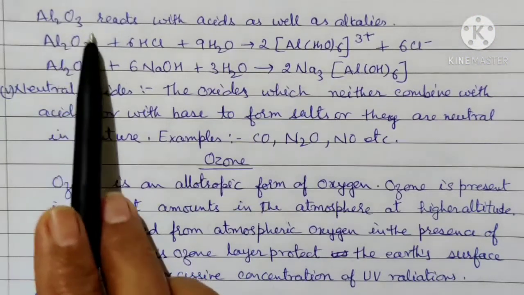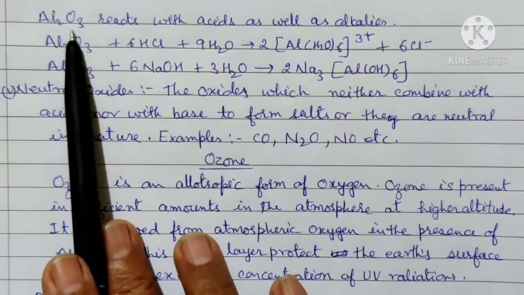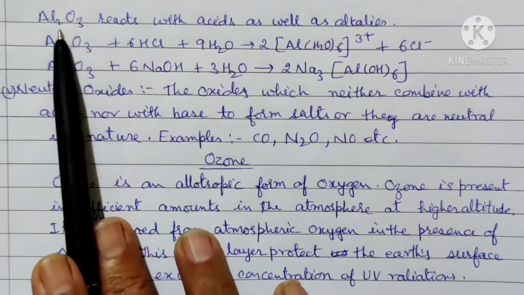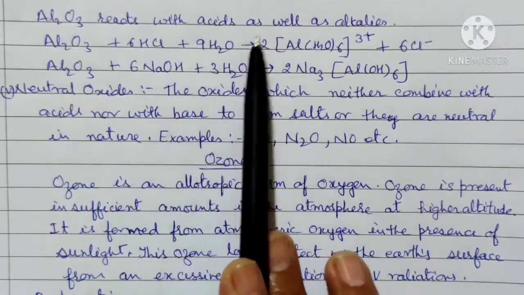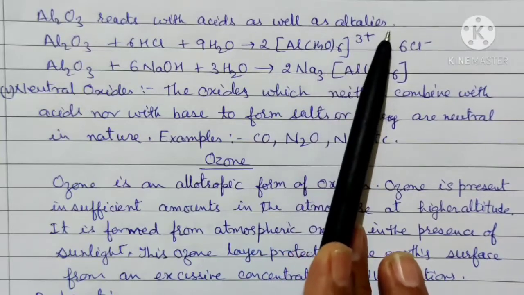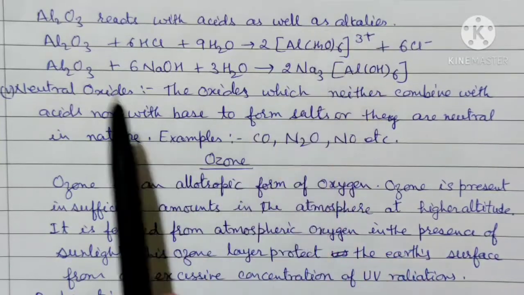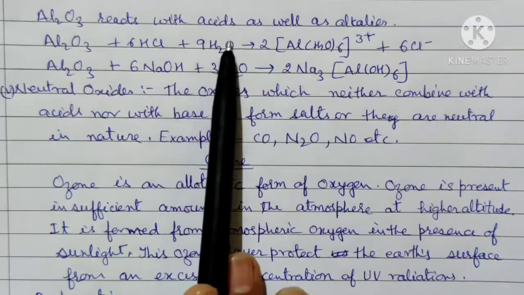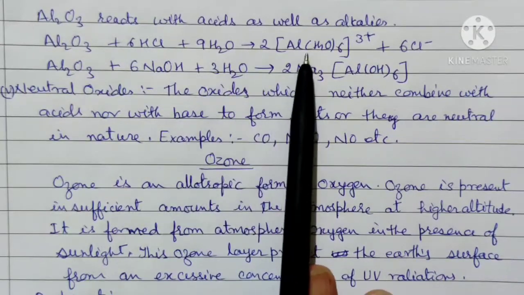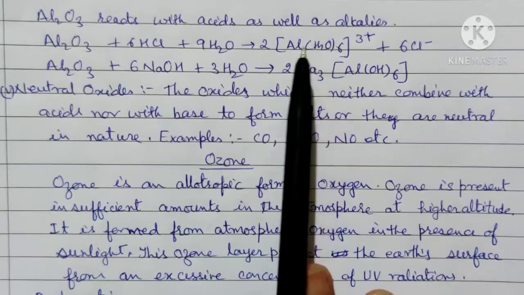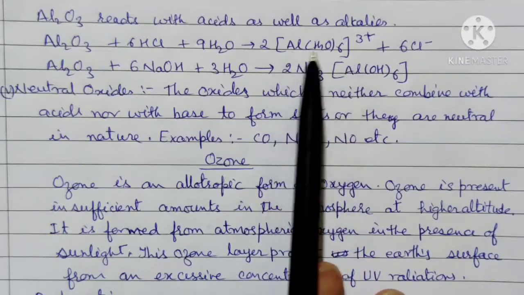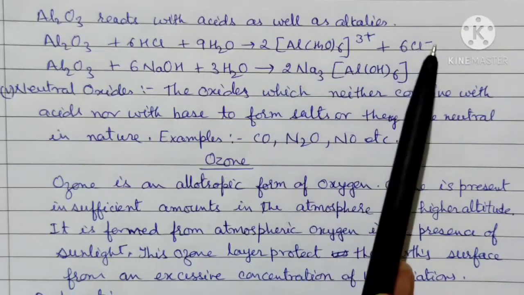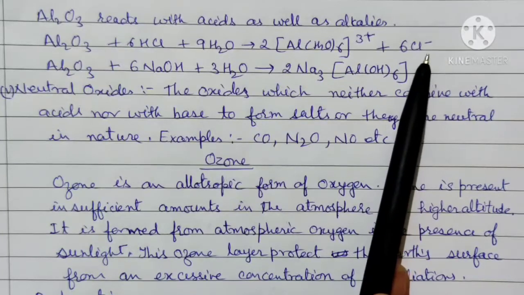Now we take the example of aluminum oxide. Aluminum oxide is amphoteric in nature, so it reacts with acid as well as alkalis or base. When aluminum oxide reacts with hydrochloric acid and water in the solution, it forms the hexaaqua aluminium ion, and the chloride ion will be there.